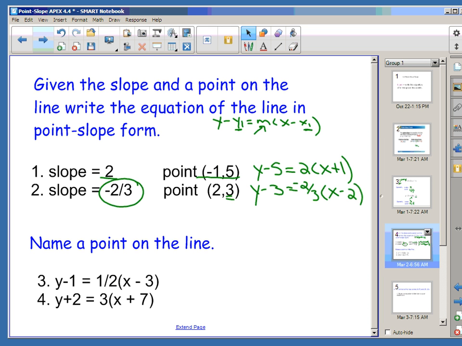So let's look at it a little bit differently for 3 and 4. If this is the equation for number 3, let's name a point on the line. So we're going to have to look at the x coordinate and the y coordinate. So a point on the line would be the x coordinate is 3 and the y coordinate is 1. Again, it's the opposite. Since there are negatives there, it's actually positive inside the parentheses. So what would happen then for number 4 if you're going to give the point? If that's a plus 7, the point's actually negative 7 and negative 2 for the y.